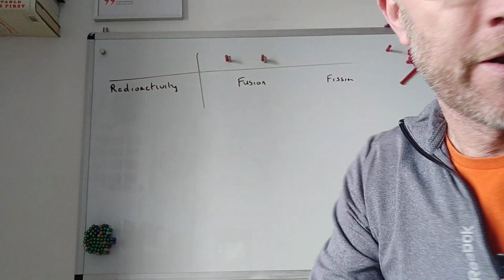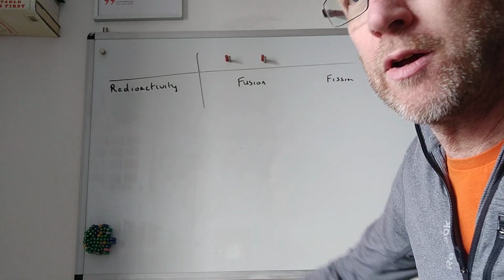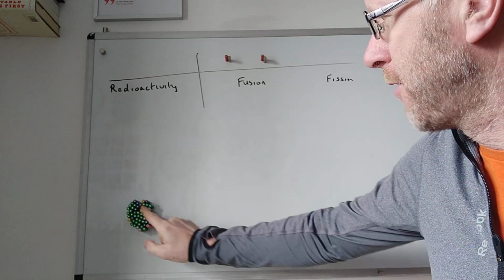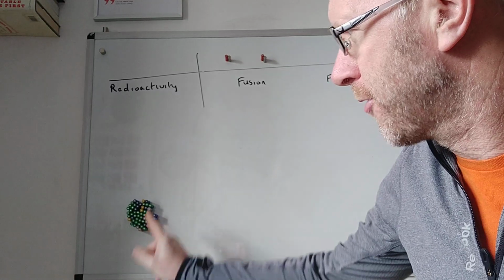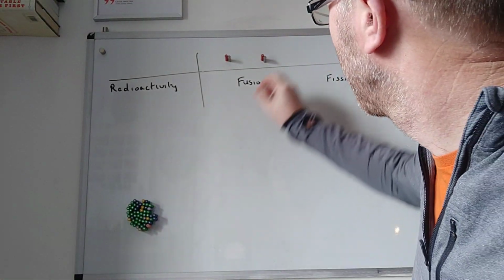So remember the problem. Over here, I don't have the right colours, but that's the correct number of protons and neutrons for iron. So that's the magic size. You want your nucleus to be that size.